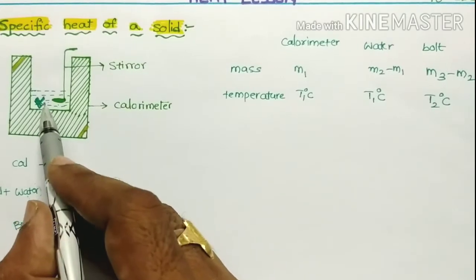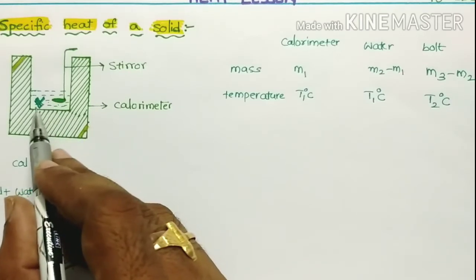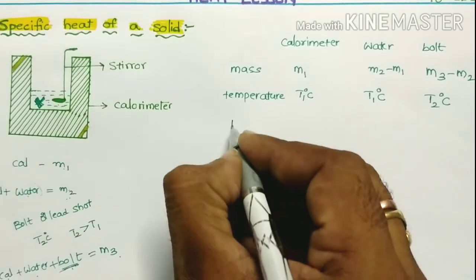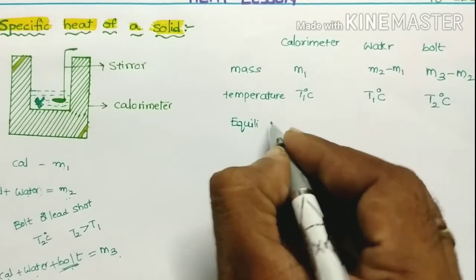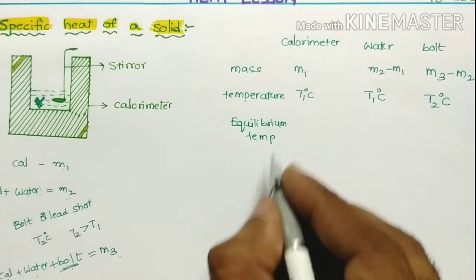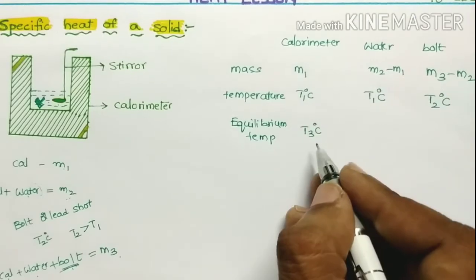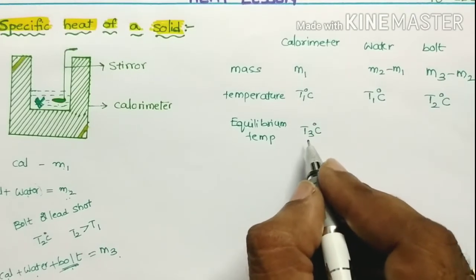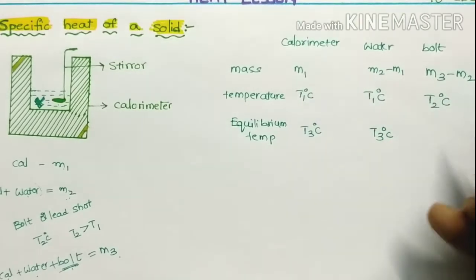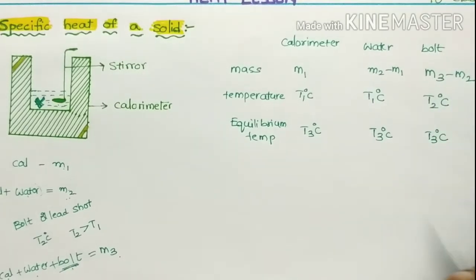So what happens? The heat is lost by the bolt and the same heat is gained by the water and calorimeter. These attain the equilibrium temperature. Let T3 be the equilibrium temperature. The calorimeter attains the equilibrium temperature, the water also attains it, and the bolt also attains the equilibrium temperature, that is T3 degrees centigrade.